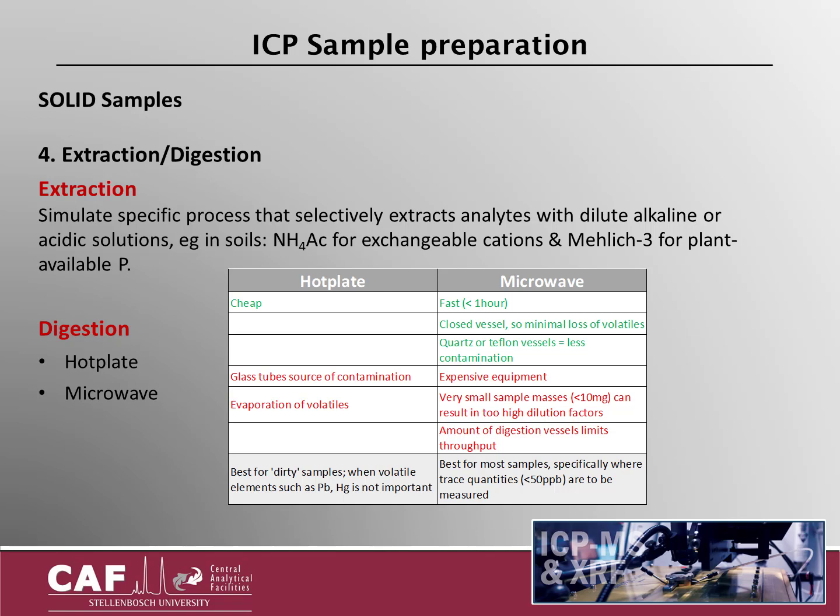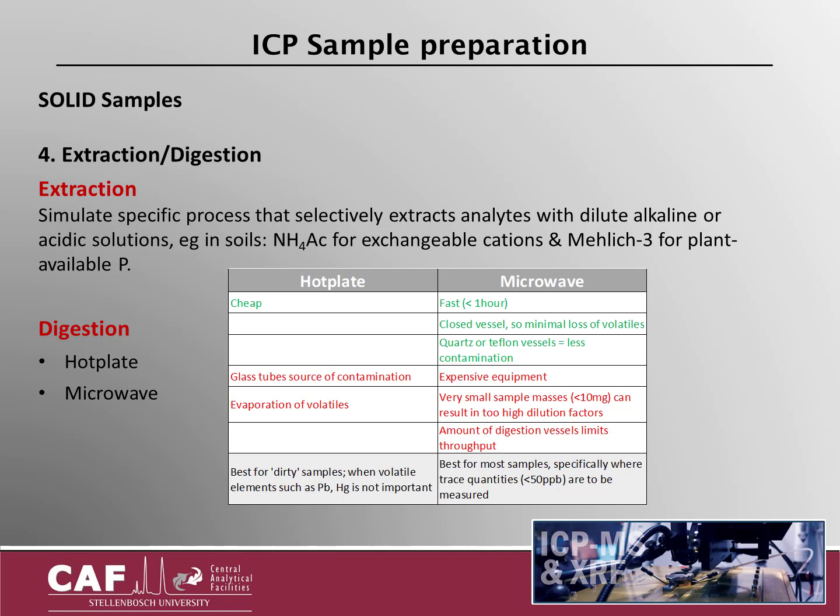The disadvantage is those glass tubes are a source of contamination. You can also have evaporation of volatiles as it's an open vessel digestion. Compared to microwave, it's very fast, so in less than an hour you can have your samples completely digested. It's closed vessel, so there's minimal loss of volatiles. It's quartz or Teflon vessels, so there's less contamination. Disadvantages are that it's expensive to buy the equipment. It can be expensive to maintain the digestion vessels.